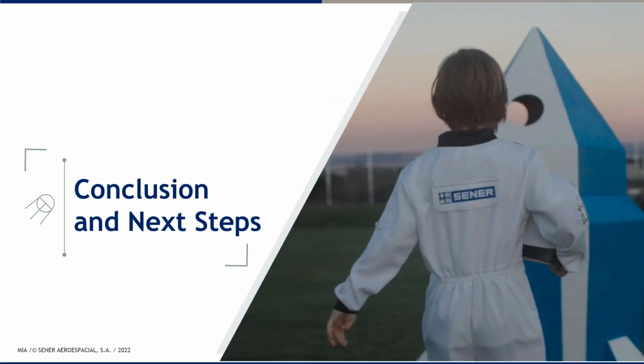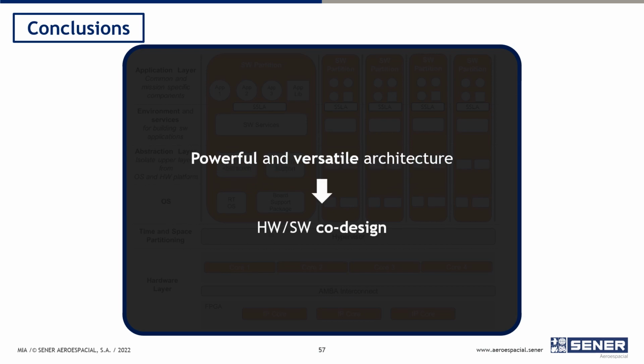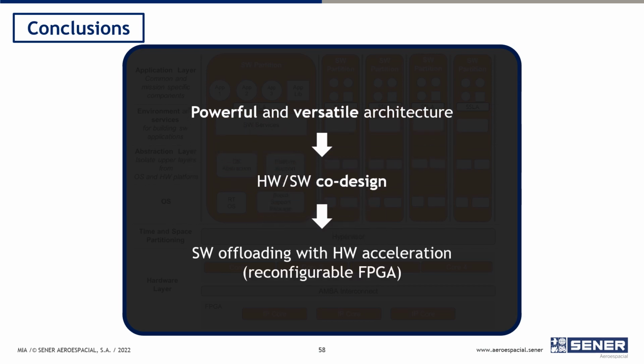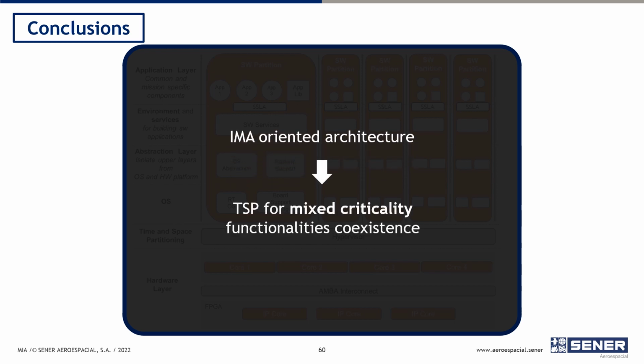To conclude, let's quickly review some of the problems that MIA addresses and what parts of the architecture solve them. The architecture, due to its power and versatility, allows us to efficiently perform hardware-software co-design and to balance the load between hardware and software thanks to the use of configurable FPGAs. In addition, the time and space partitioning allows us to deploy applications of different criticality on the same platform, allowing us to take full advantage of the processing capabilities of the system on a chip.